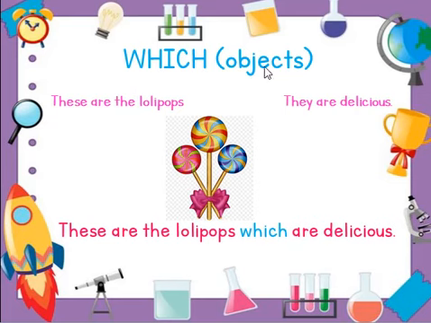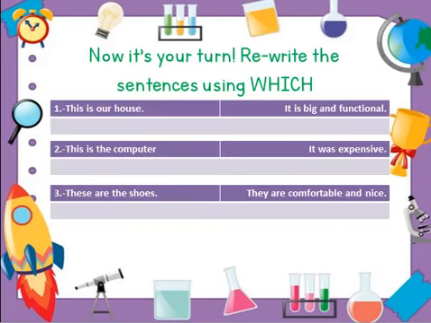Over here we have the same, but now in plural. These are the lollipops. They are delicious. And the sentence will be, these are the lollipops which are delicious. We are not repeating they because they refers to the lollipops. And in this sentence, we have the word lollipops. Okay? Very good. Now, it's your turn.